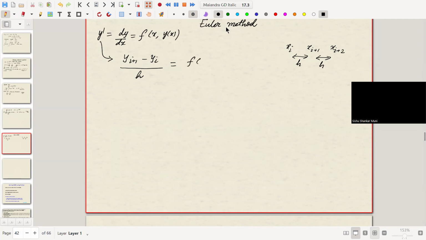And you just have f of x i, y of x i. But I am missing also something here. What am I missing?